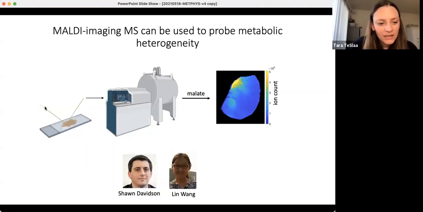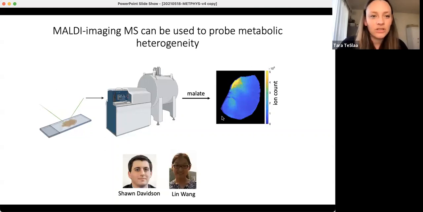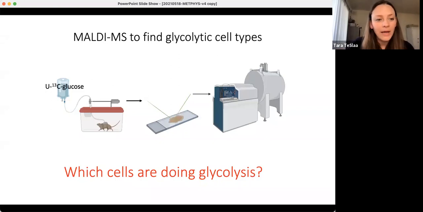And because we can do this by shining a laser spot, we can measure the abundance across the tissue and generate an image of metabolite abundance within that tissue slice. And so you can see here is malate, and you can see there's a region in which malate is more abundant within this tissue. To look at glycolysis, we combine this with infusion of carbon-13 labeled glucose, take tissue sections, and then look for glycolytic intermediates that have labeling to determine which cells within that tissue are doing glycolysis.